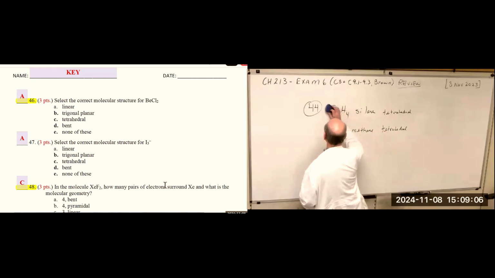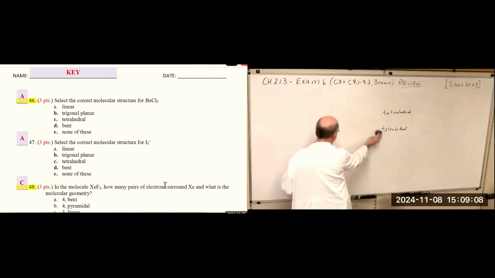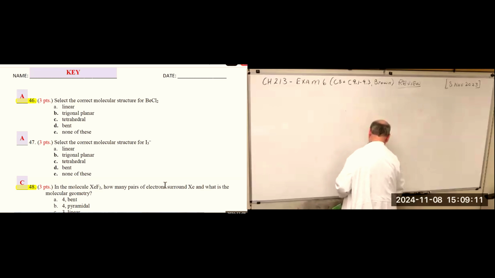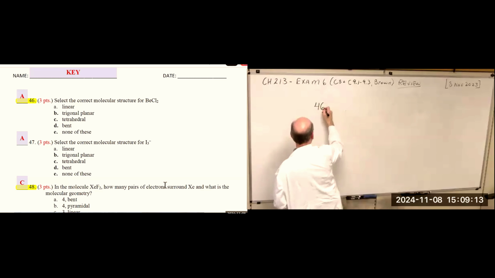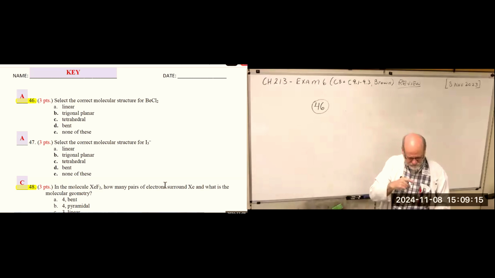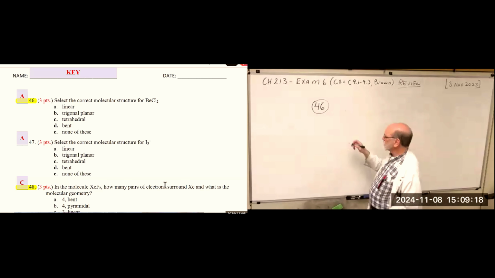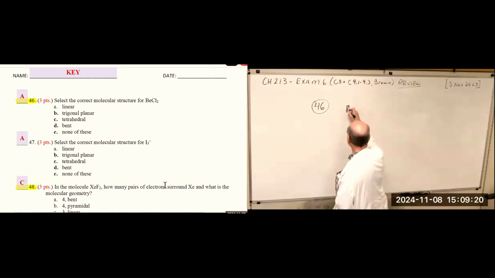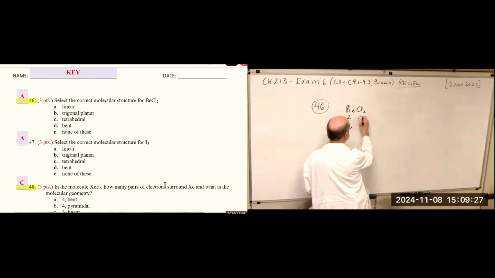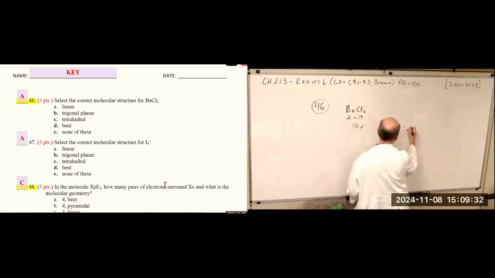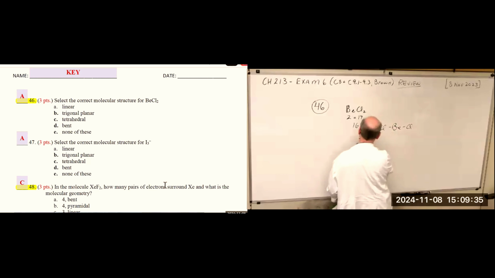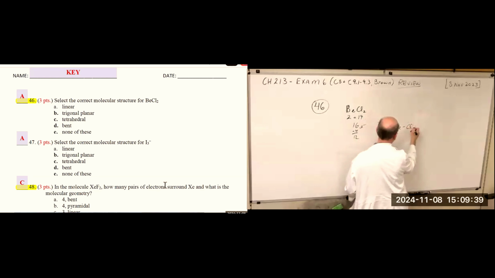46. Molecular structure for BeF2. Let's see, beryllium has 2. Yeah. 2 times 7 is 14. So that's 16 electrons. Beryllium in the middle. Fluorine, so that's minus 4. 12. 2, 4, 6, 8, 10, 12.